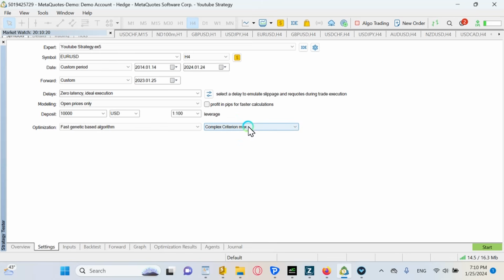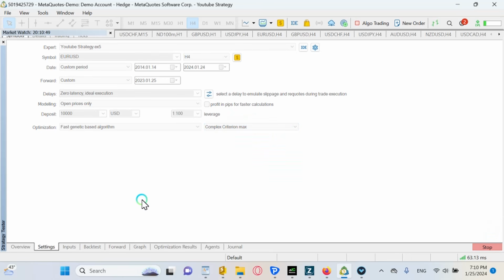And if you just have a strategy but you don't know if you should continue trading with it, and you feel like optimizing and backtesting is not enough, something is missing, this is the first part that you should do. There are many more layers that I will get into in the next videos. Let's check complex criterion max when you are optimizing.